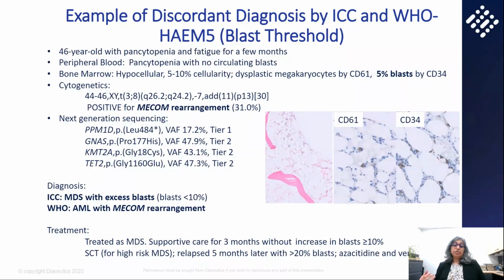You could argue, should he have been treated as AML to begin with? Was MDS treatment the right treatment? It is hard to say. But this is really a very good example of how the two classifications can result in very different diagnoses with significant treatment implications.